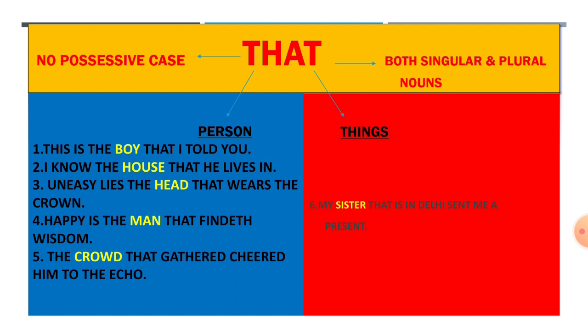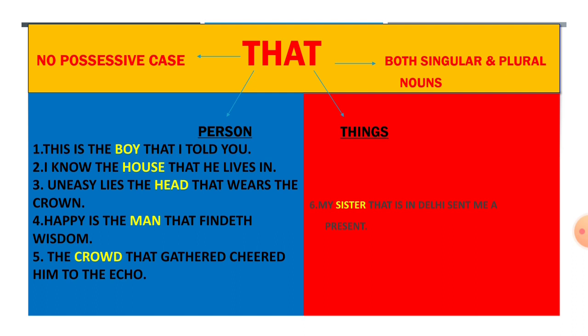Uneasy lies the head that wears the crown. Here we can see the relative pronoun "that" is actually used for the head. That is again something, a part of a person. Happy is the man that findeth wisdom. And again there is a "that", a relative pronoun, and this "that" is again pointing towards man, that is a person.